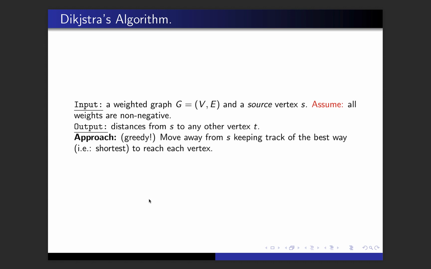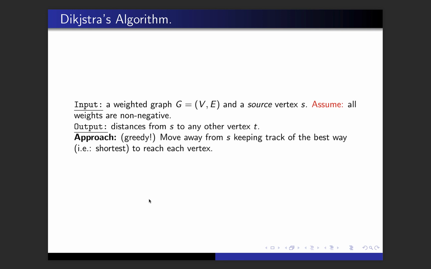We are also given this special vertex, and our task is to compute the distances from S, the source, to every other vertex T in the graph. Now, what is the distance? Remember, it is the length or the weight of the shortest path from S to T. Shortest means the total weight of that path is minimal. It doesn't mean that the number of edges has to be minimal. You can have a very long path in terms of the number of edges, but the weight, which is the sum of all the weights of these edges, is what matters here.